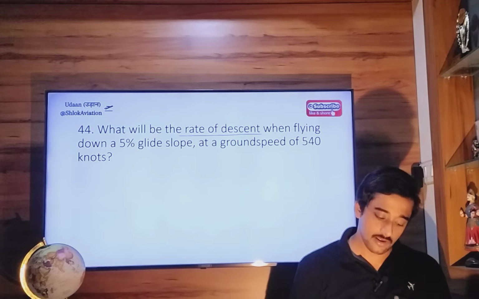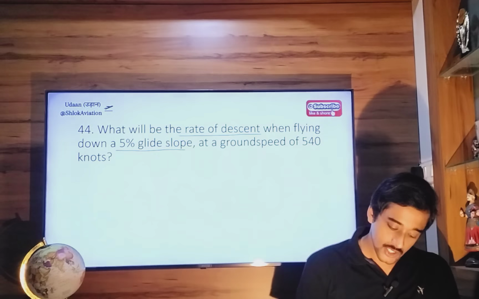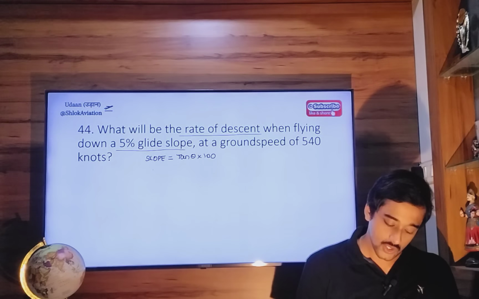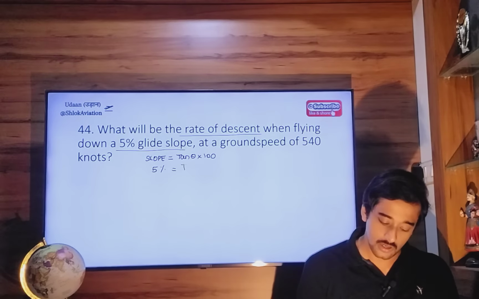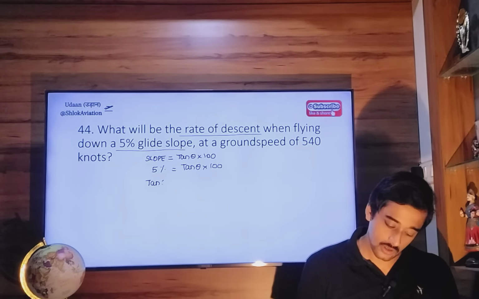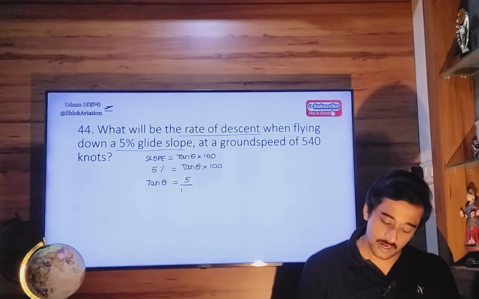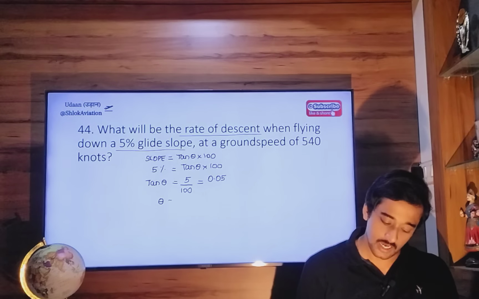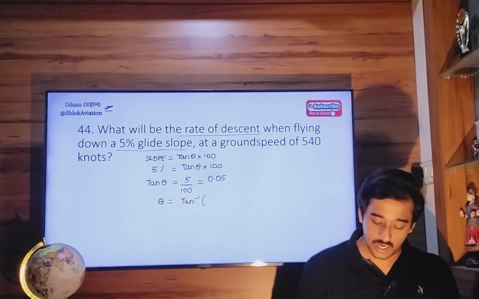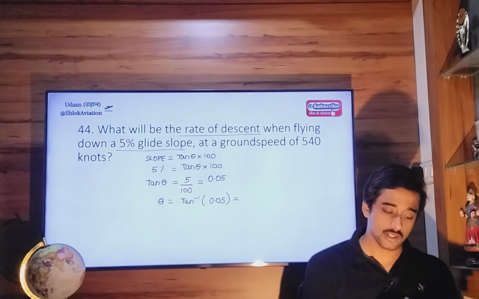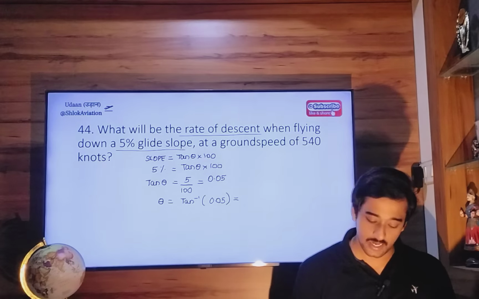What will be the rate of descent when flying a 5% glide slope? So glide slope in terms of percentage equals tan theta multiplied by 100. So 5% glide slope equals tan theta into 100. So tan theta equals 5 divided by 100, that is 0.05. So the glide angle theta equals tan inverse 0.05. So tan inverse 0.05 is 2.8 degrees.